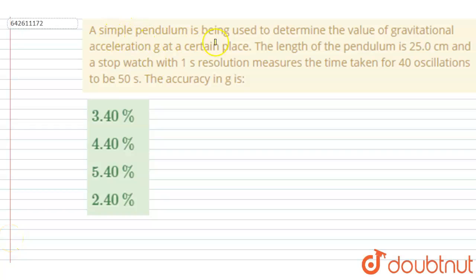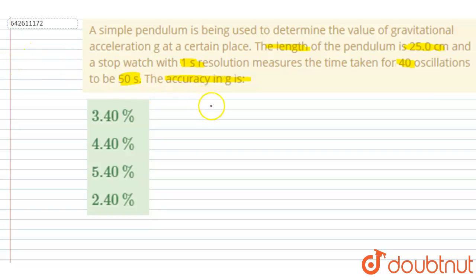Hello everyone. A simple pendulum is used to determine the value of gravitational acceleration g at a certain place. The length of the pendulum is given here, 25 cm, and a stopwatch with 1 second resolution measures the time taken for 40 oscillations to be 50 seconds, right? Then you have to find out the accuracy in g.